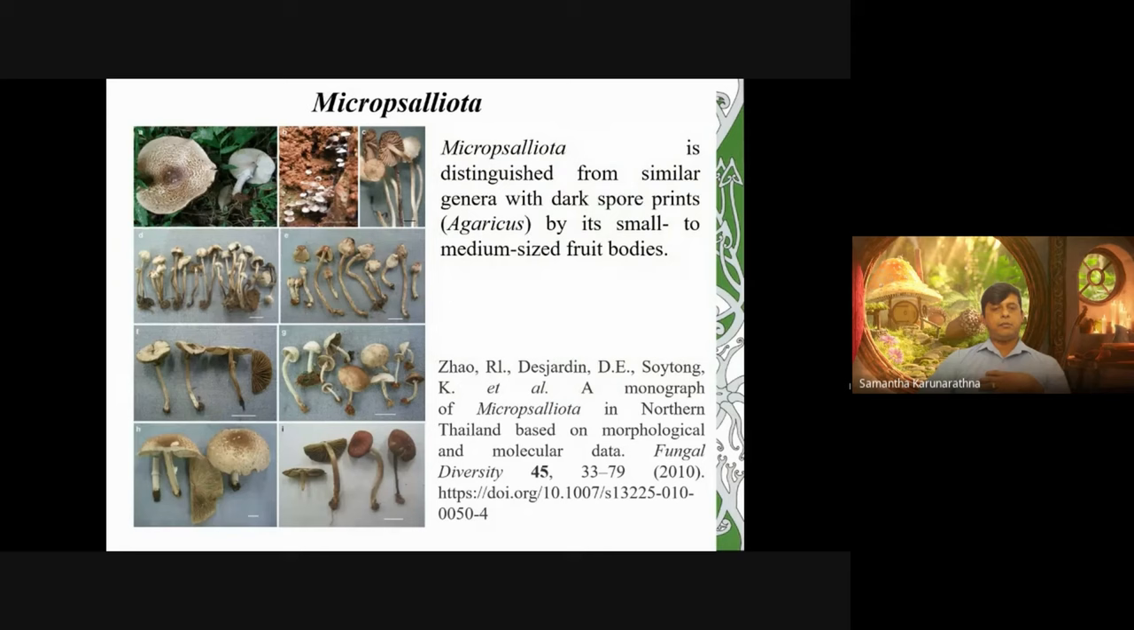And this is the sister genus of Agaricus, Micropsalliota. So very similar to Agaricus, but Agaricus are normally big mushrooms. But Micropsalliota are often small to medium size. And you can see the gills are also not dark chocolate brown like Agaricus. You can see a light brown color gills and very small to medium size. So these are the distinguishing characteristics of Micropsalliota. Otherwise, they are very similar to Agaricus. Next one, please.